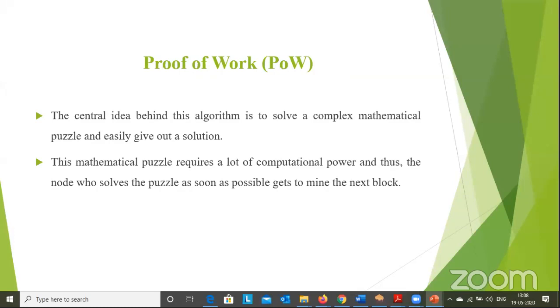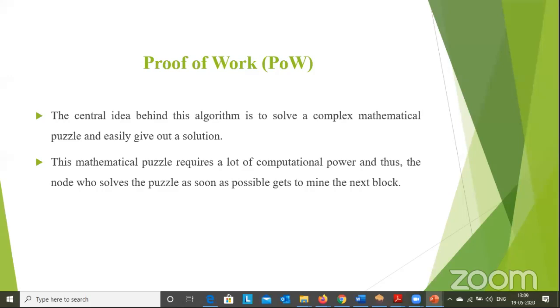So the proof of work is a consensus algorithm we are going to use in the Bitcoin network. Here, proof of work is nothing but, for blockchain mining, the miner has to show the proof in order to add a new block. The central idea behind this algorithm is to solve a complex mathematical puzzle, and the miner has to give the solution for this.